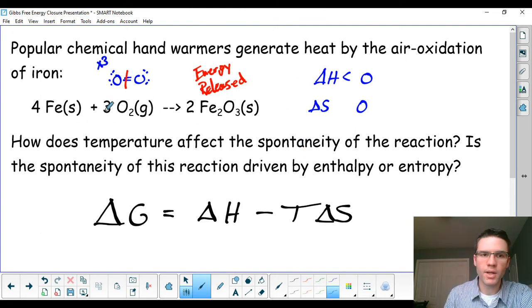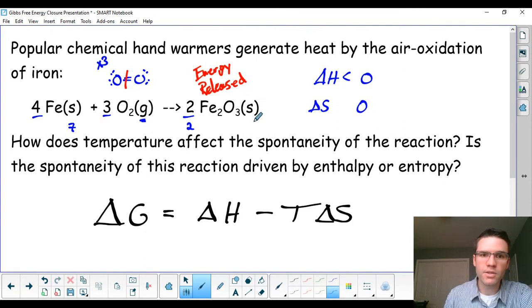For entropy, we go from a gas, 3 moles of gas, and 4 moles of solid, to a solid. The main contributing factor here, we're going from 7 moles to 2 moles. So you might say we're getting more organized with the number of moles. But there's a big change in entropy for a gas to a solid. So the primary thing you want to look at is just the state of matter here.